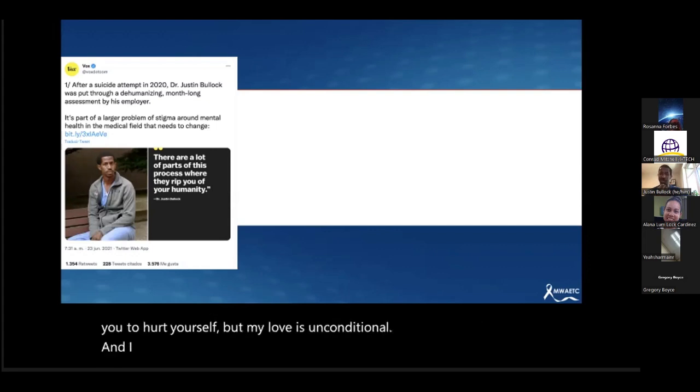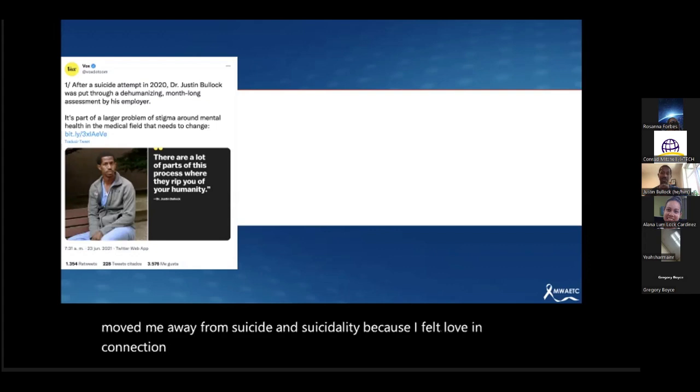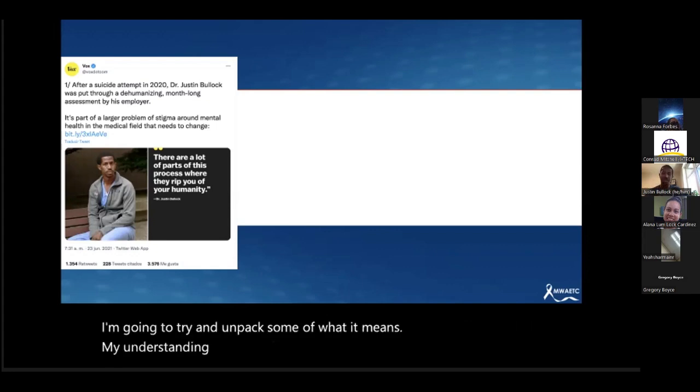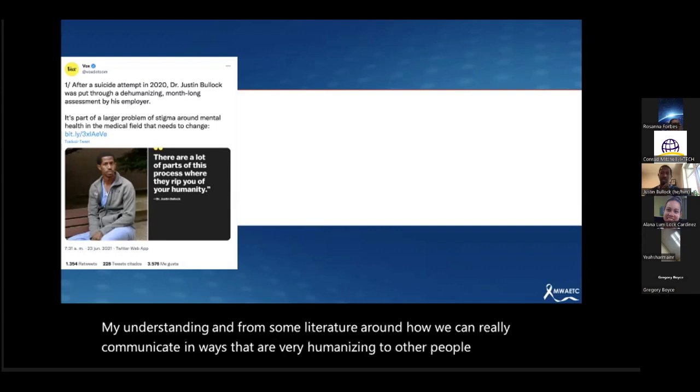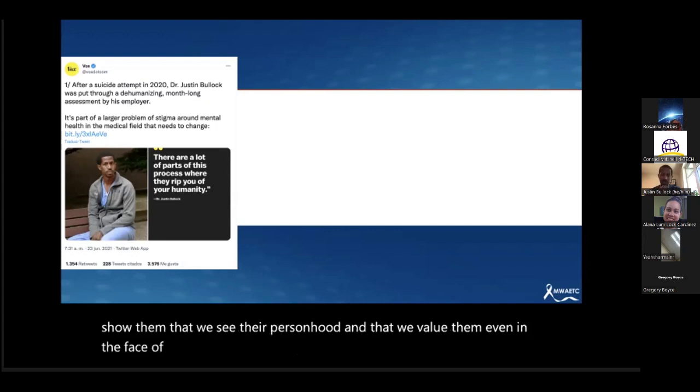I share that story because it was incredibly grounding and actually moved me away from suicide and suicidality, because I felt love and connection to another human, and I felt seen. And so as we go through today, I'm going to try and unpack some of what it means, my understanding, and from some literature around how we can really communicate in ways that are very humanizing to other people, where we show them that we see their personhood and that we value them, even in the face of challenges.